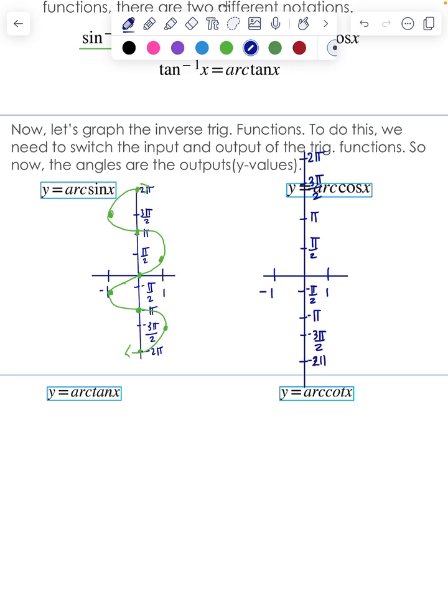But this time, cosine starts at 0, 1. Then back to 0, negative 1, 0, 1. And that's that U shape. Okay, then it would be going back to 0, back to negative 1. It's a little unevenly spaced that I did there.